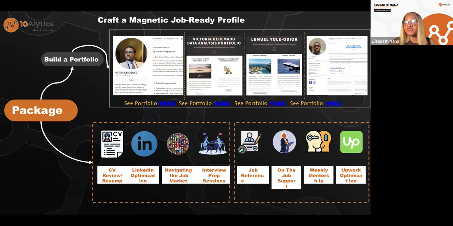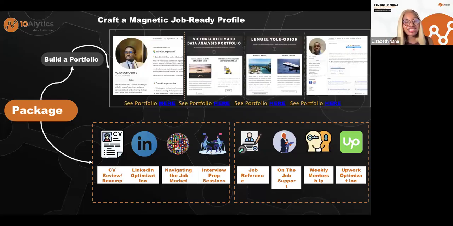You want to make sure you first build a portfolio to showcase your work. All right, all of the fantastic work that you're going to be doing in class, because we're going to be giving you live projects to work on. You're going to get to work on projects. Now, you need to have a portfolio to showcase that project or those projects. And then you also need to have the employability skills, a good CV. Your LinkedIn has to be optimized. You need to know how to navigate the job market.